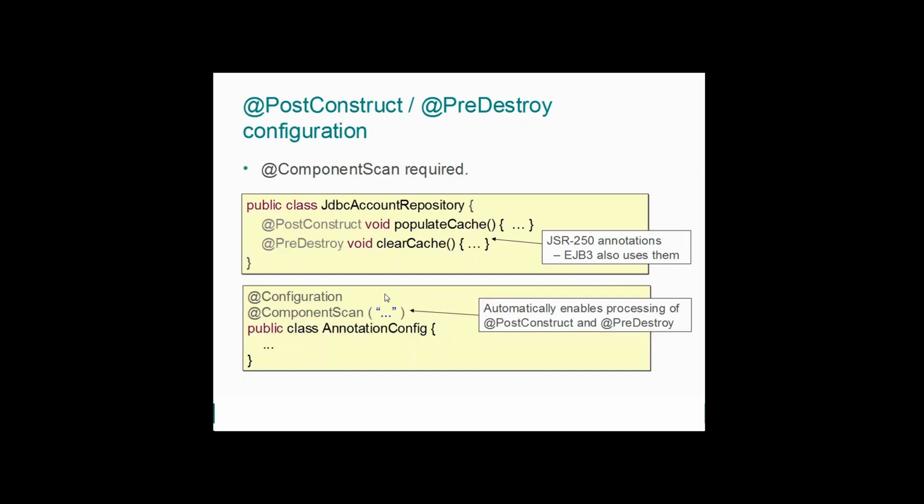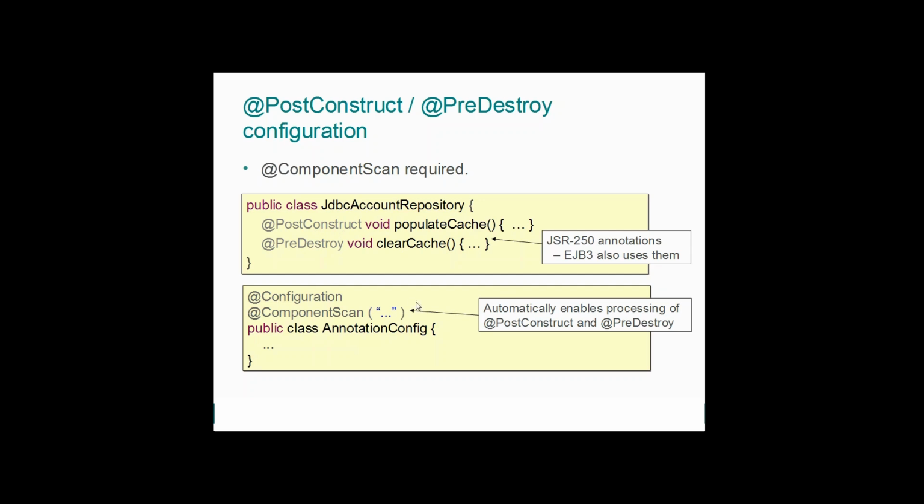As I said, all the annotations are by default passive. You need to make them active somewhere. In order to do that, I need to add component scan to scan these annotations. Component scan will scan these annotations as well, other than the @Component annotation. It will also scan @PostConstruct and @PreDestroy. These are standard annotations coming from JSR 250, and they are also used by EJB3. Component scan will scan this and invoke it.